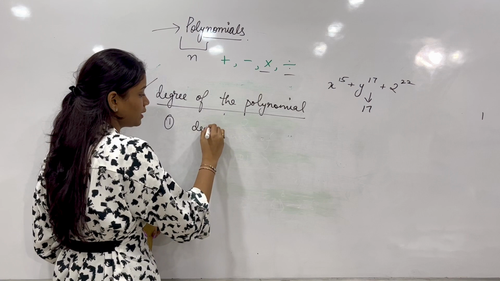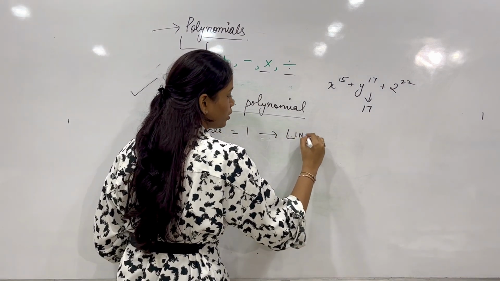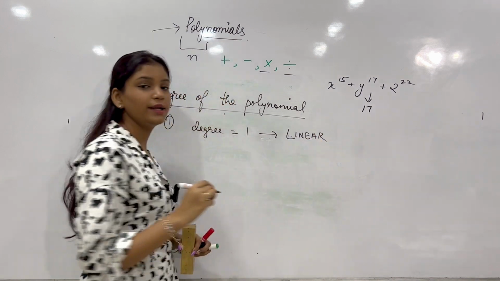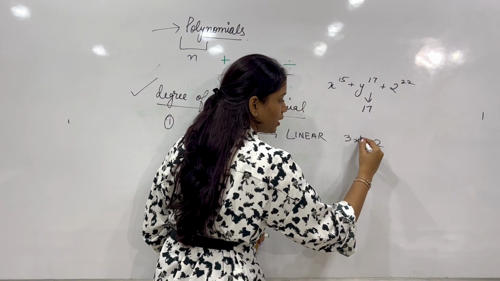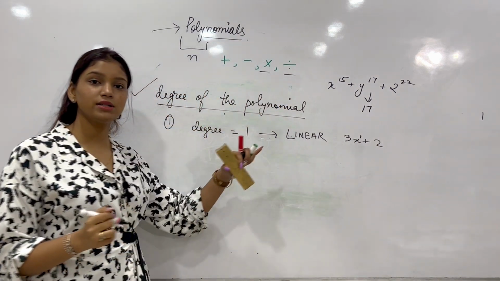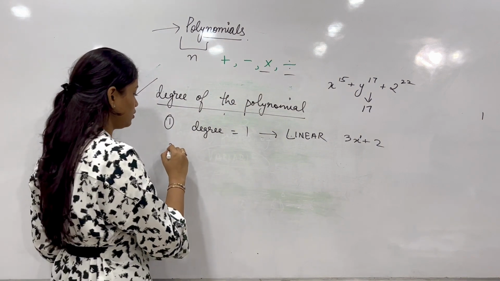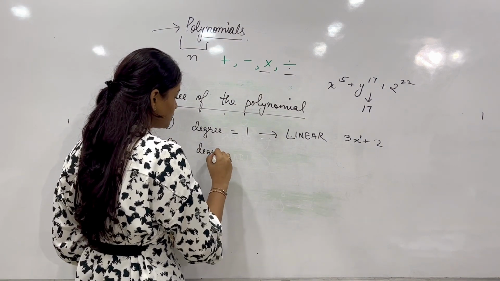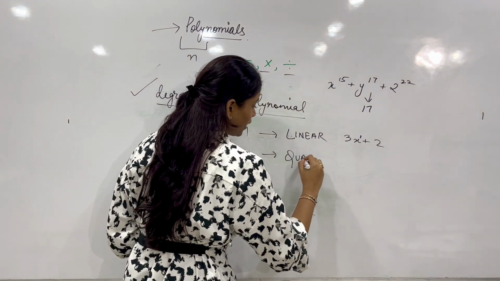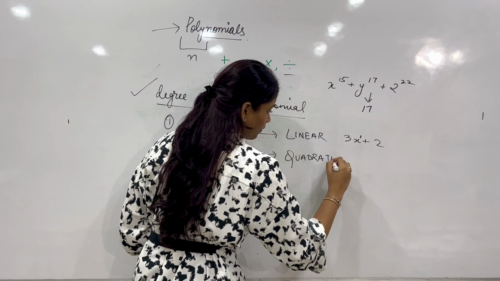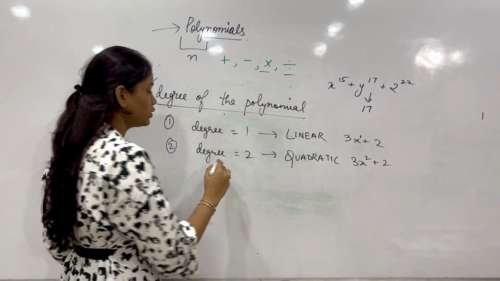So if the degree is 1, that polynomial will be called linear. Linear means only one degree. 3x plus 2. What is the power of x here? 1. And 1 is the highest power of the variable. Such a polynomial will be called linear. Now, if the degree is 2, then it is called a quadratic. 3x square plus 2. Highest degree 2.